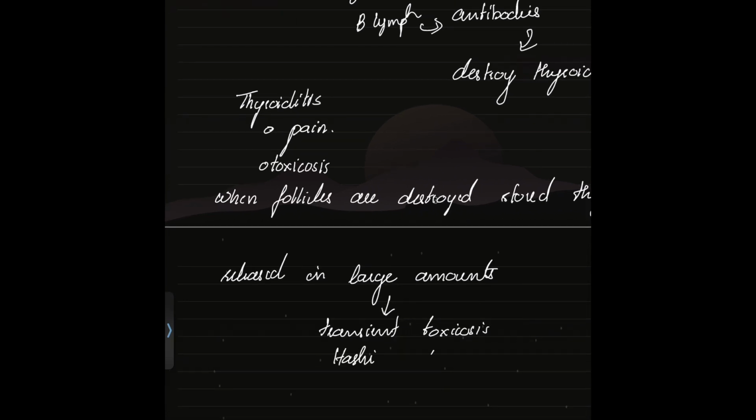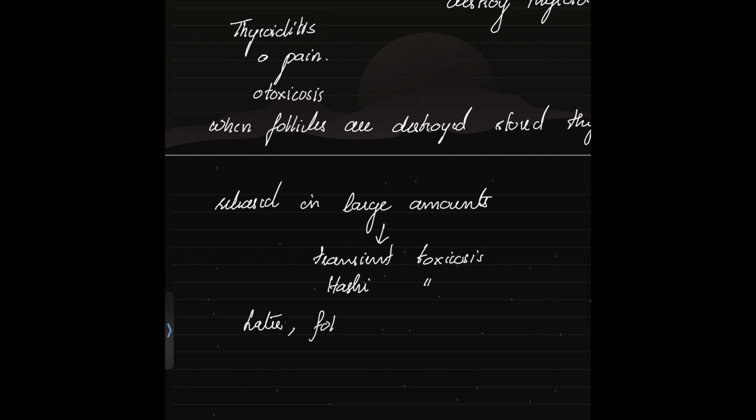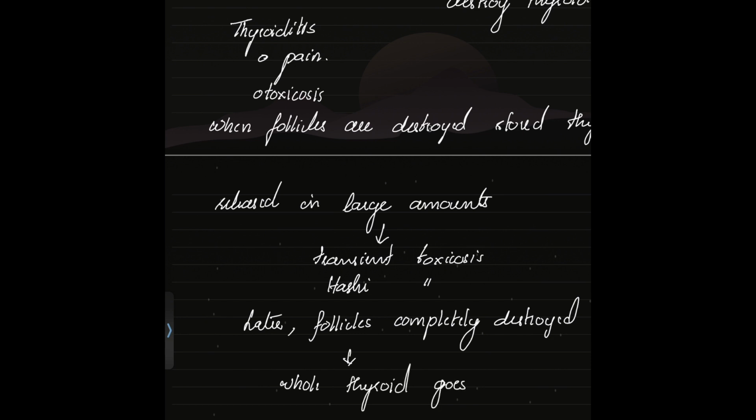But what happens later is that there will be complete destruction of the follicles. There will be more and more destruction of the follicles, and then there are no more of these hormones to be released. This will result in scar formation of the thyroid and there will be a multinodular goiter formation.